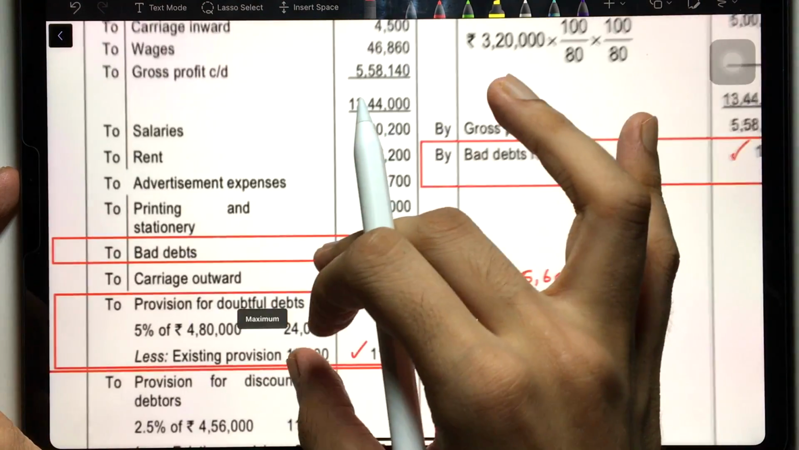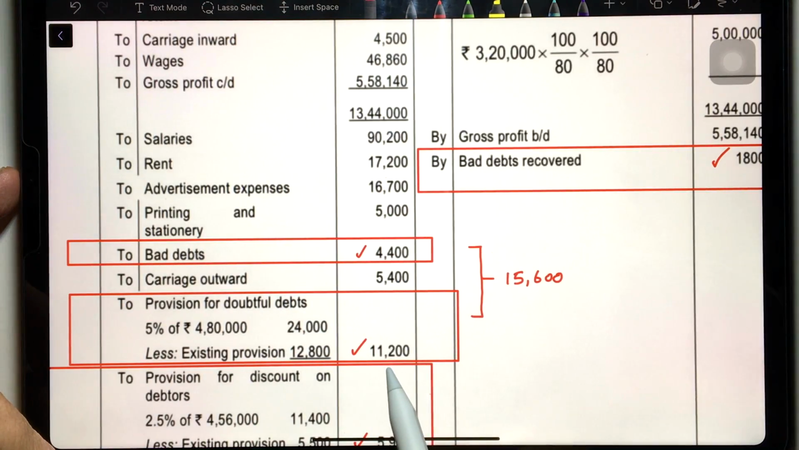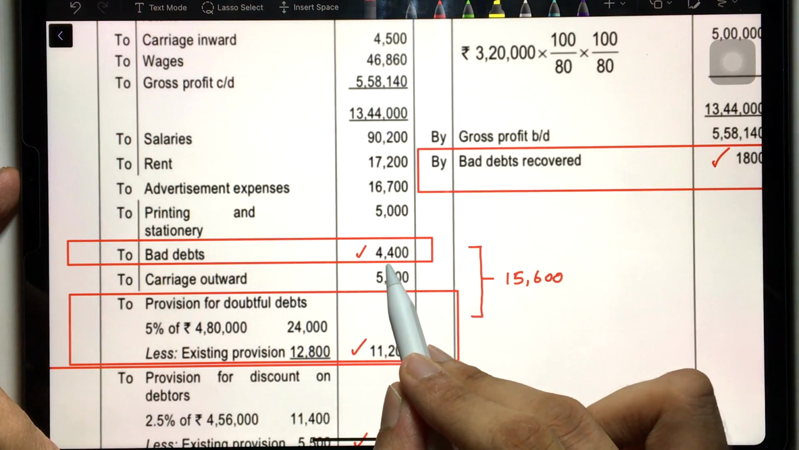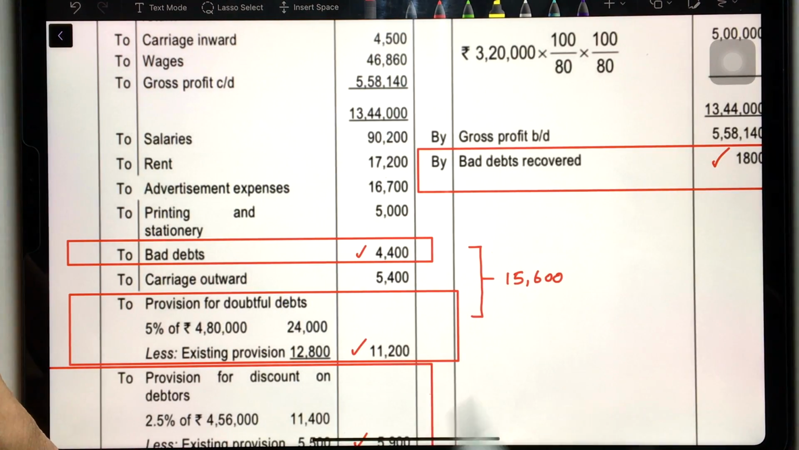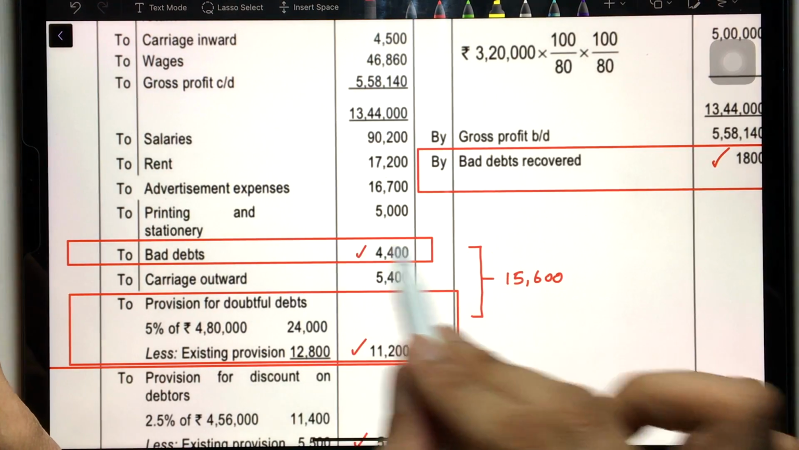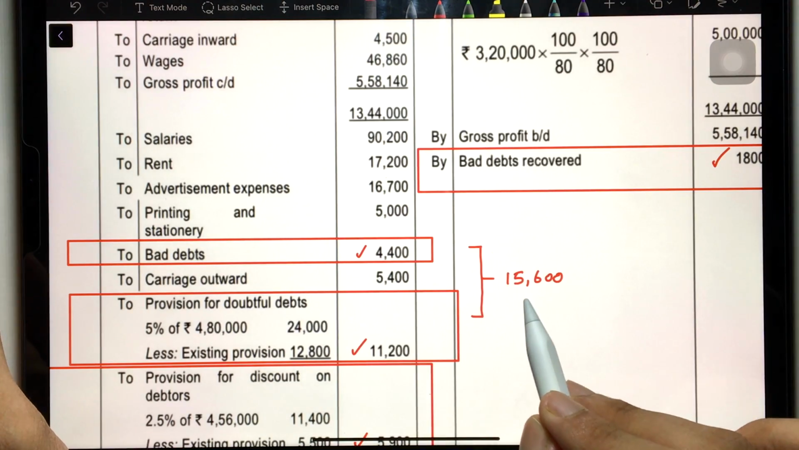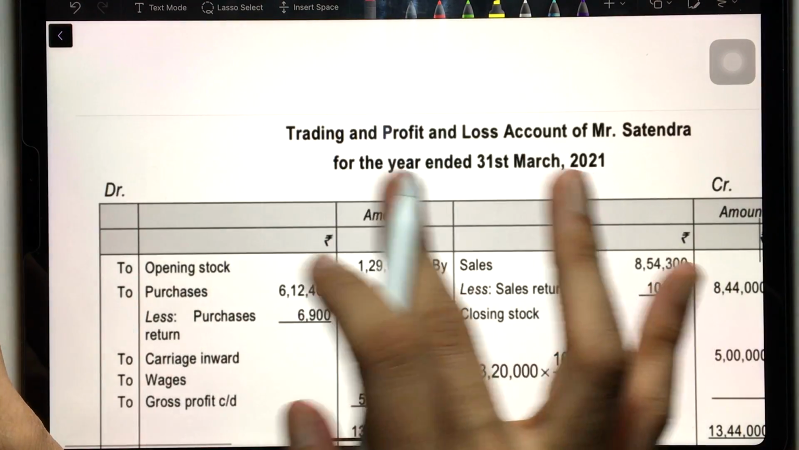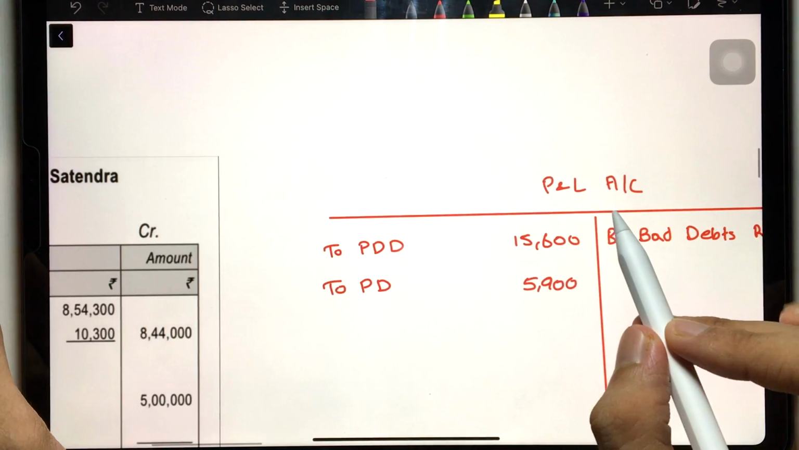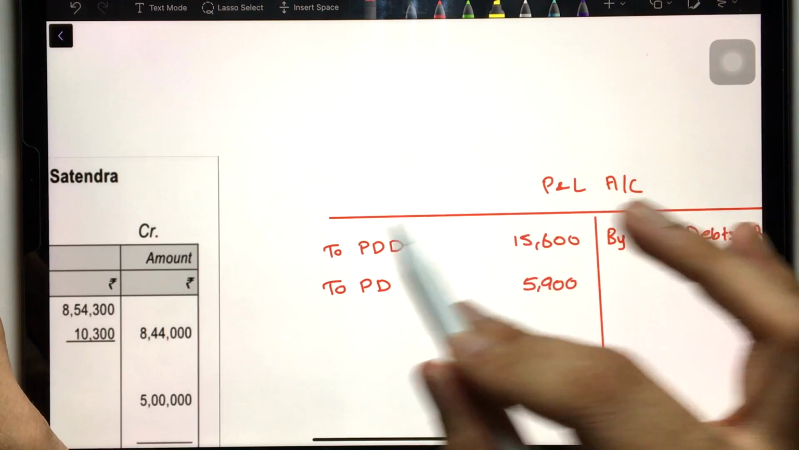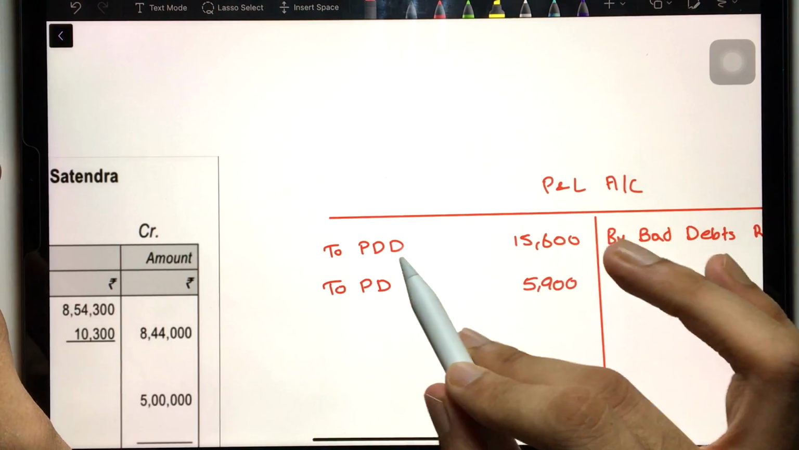See, let me just show you. Provision for doubtful debts, they have taken here 11,200 and 4,400. In total, it is how much? 15,600 debit to PNL. In total, the ultimate effect of both of these is what? 15,600 debit to PNL, right? So we also have done that only. Profit and loss debit by 15,600 because of this PDD.